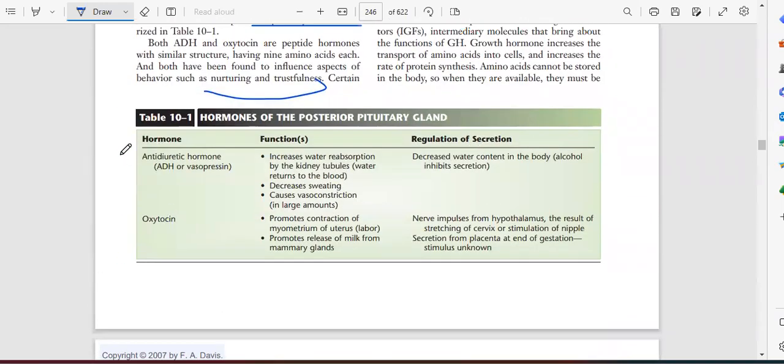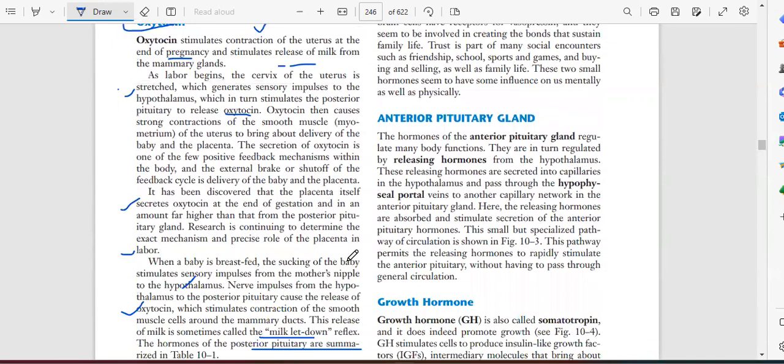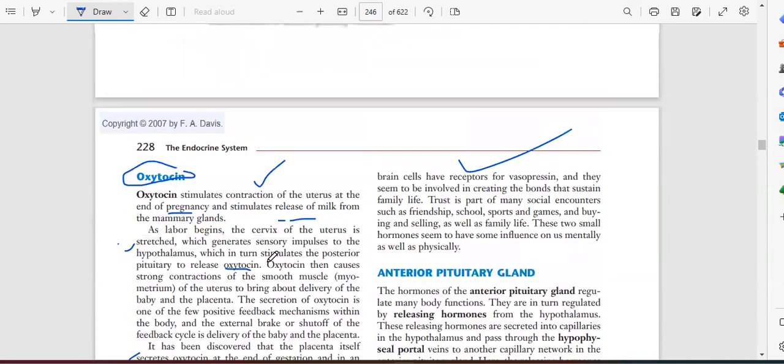Okay, ADH hormone, also known as vasopressin, increases water reabsorption by the kidney tubules. Water returns to the blood. Decreased sweating causes vasoconstriction. So these are the functions. Regulation of secretion: if you take alcohol, what will happen? ADH decreases. Oxytocin will contract the uterus and release milk. How does it happen? Because of nerve impulse. Okay, so these are the things we studied.